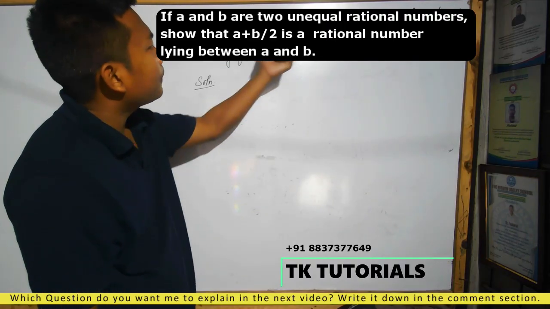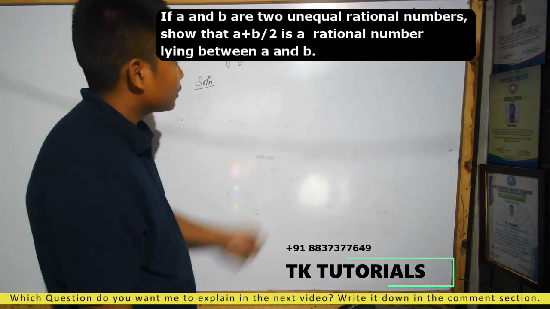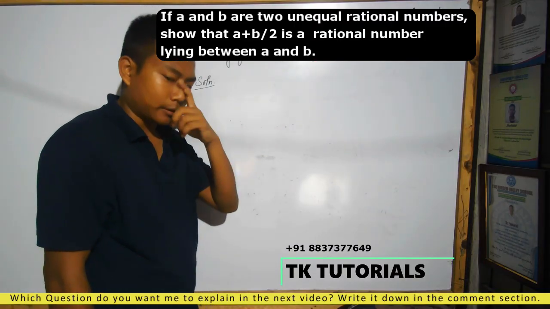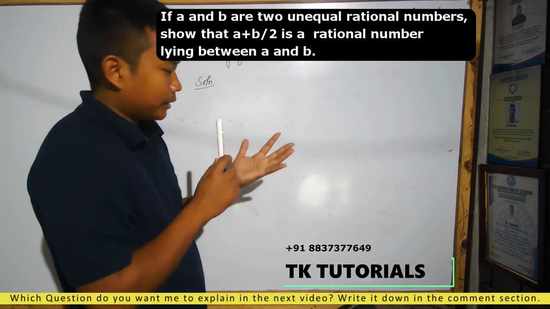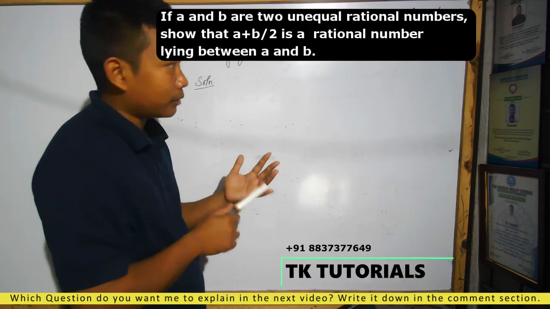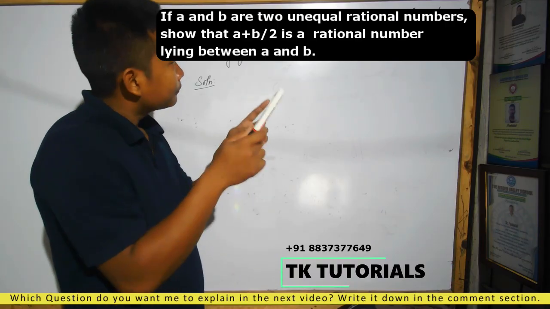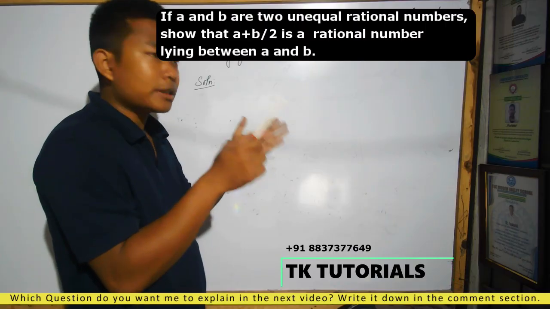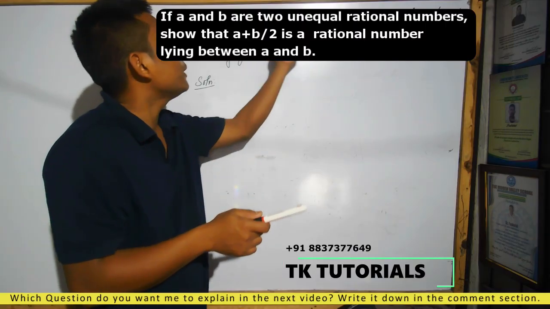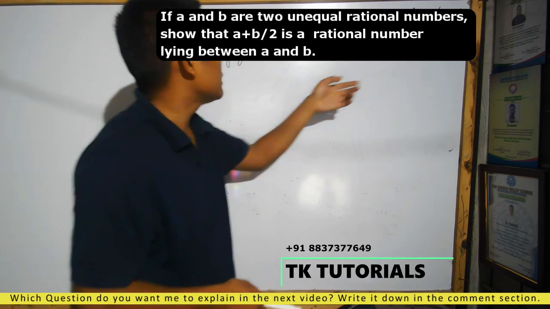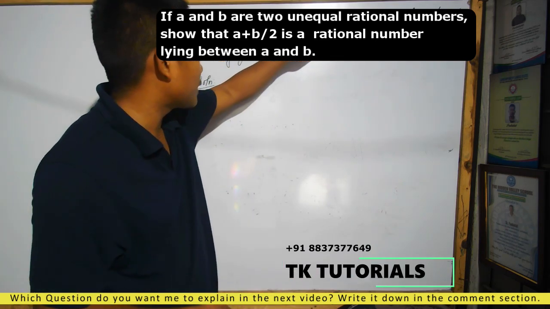Now, if a and b are two unequal rational numbers, then (a plus b) by 2 is a rational number lying between a and b. The question gives us two unequal rational numbers, a and b. If they are unequal, that means there has to be something that lies in between a and b. And we have to prove that (a plus b) by 2 is a rational number that lies between a and b.